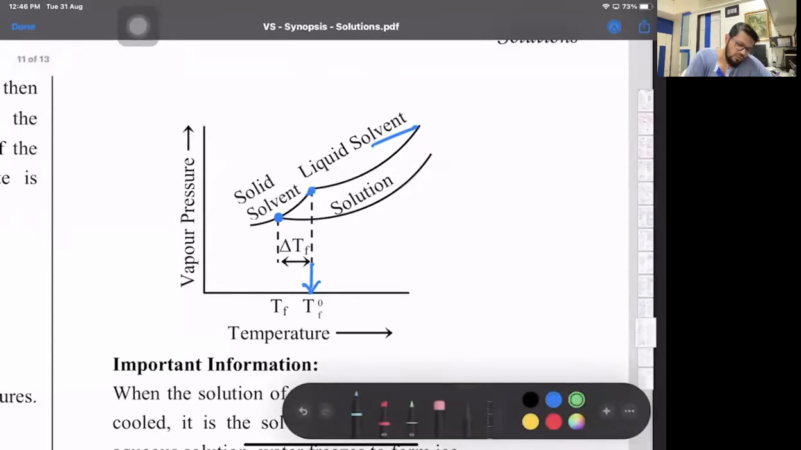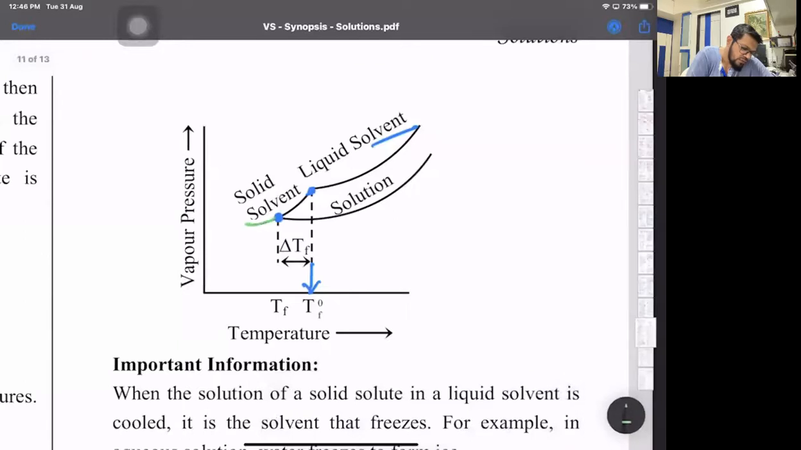So this curve, what I'm showing, is a common curve of basically the liquid solvent becoming the solid solvent. So addition of a non-volatile solute lowers the freezing point. Here the freezing point of solution is lowered because here it was the liquid solvent from solution and here it has become the solid solvent. So that's TF. That difference is delta TF.